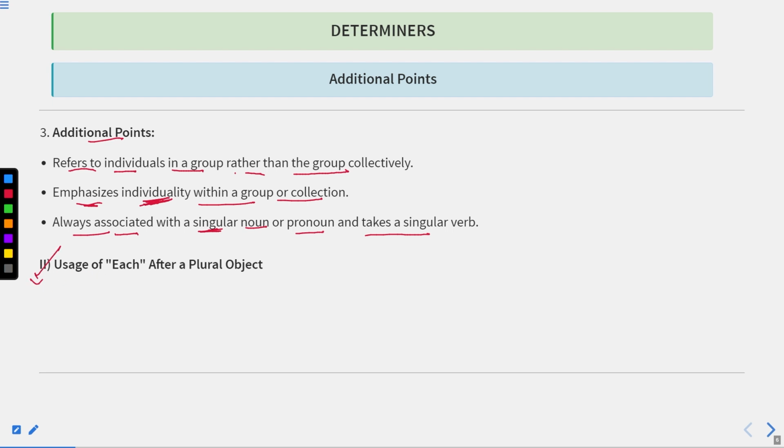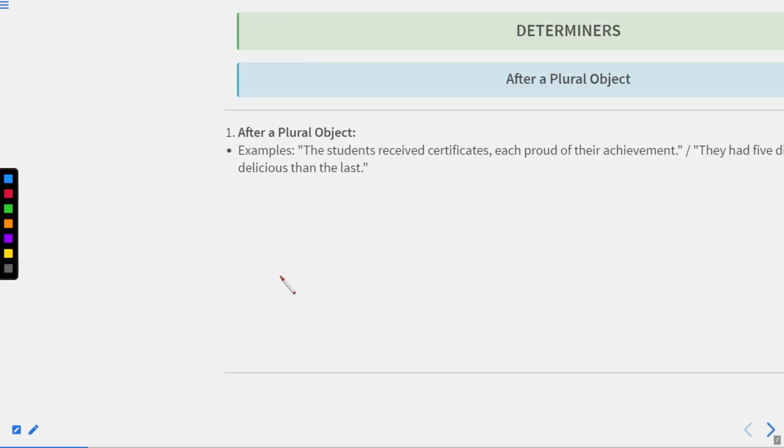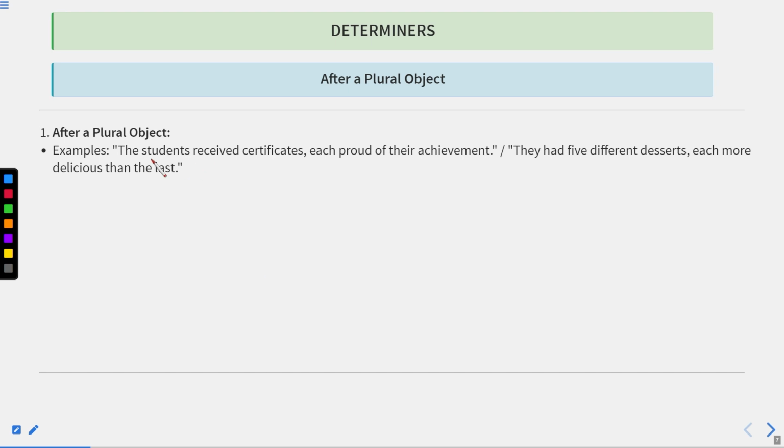Now we'll discuss usage of each after a plural object. Now this one is again very, very important. After a plural object, examples: the students received certificates, each proud of their achievement. They had 5 different desserts, each more delicious than the last. Okay, these are 2 separate sentences.